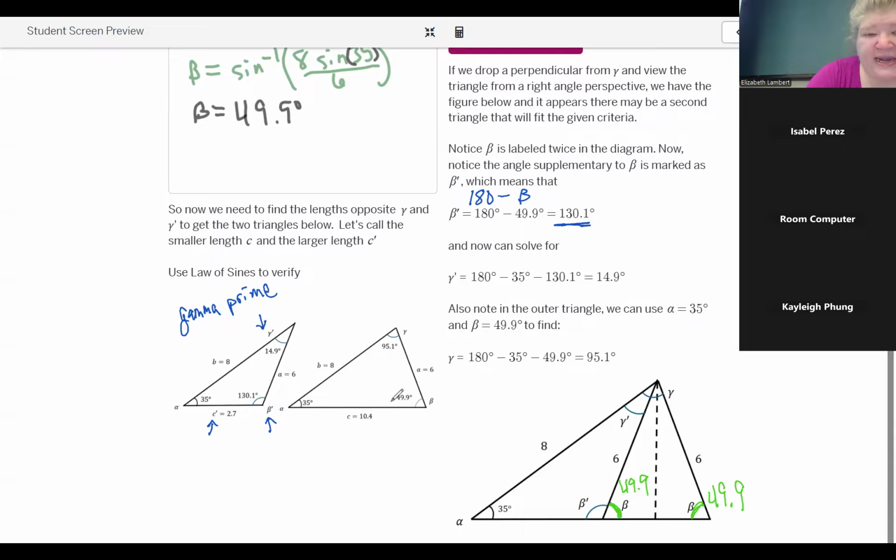So our original beta was 49.9. And then I know two angles in the triangle, so I could subtract from 180 to get my original gamma. And then you notice, of the two triangles, in the triangle on the right, gamma, 95.1, is bigger than 90. So this picture is not drawn to scale.